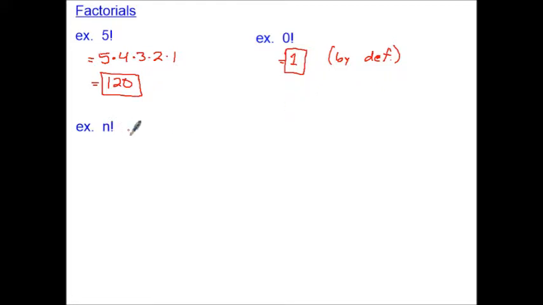Okay, moving right along. If I have n factorial, obviously that doesn't make a whole lot of sense unless you know what n is, but we can represent this symbolically just by starting with n, and then of course, what's 1 below n? Well, that's n minus 1.